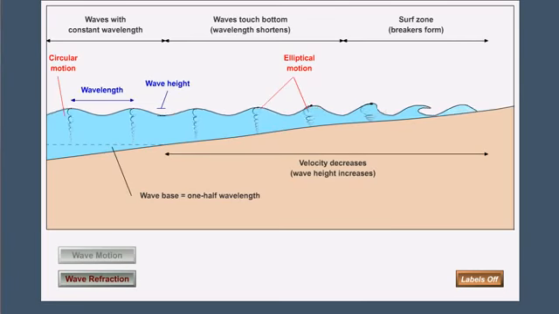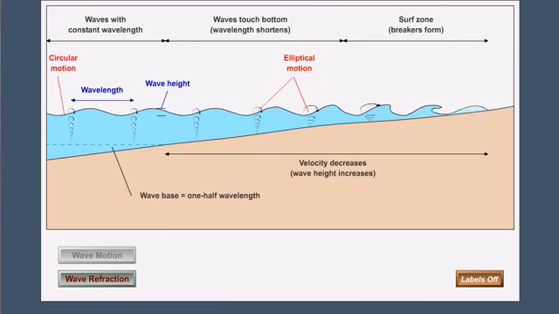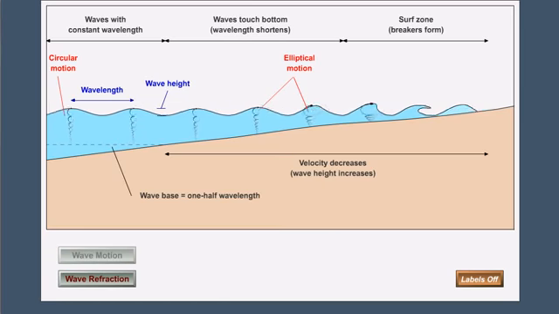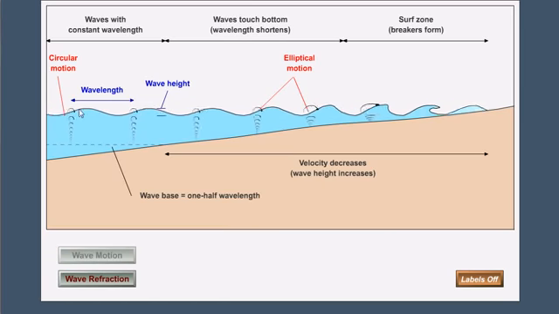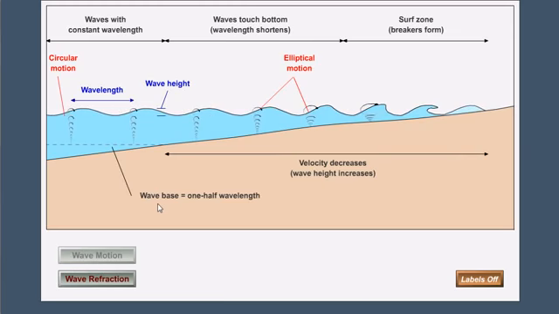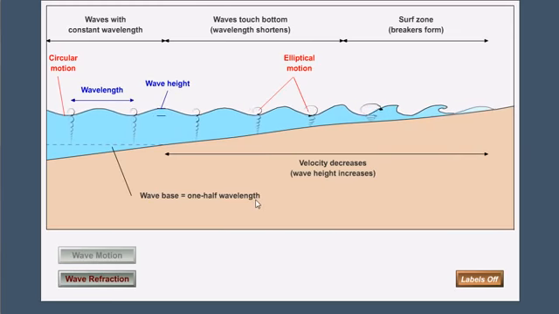Okay, one of the things we're going to be doing in lab is looking at what's called refraction, which is the bending of waves and their changing direction as they come into shallow water near shore. You may know that as waves move toward the shore, they create an orbital motion in the water, and that orbital motion dies out to nothing at a depth that we call the wave base, and that depth is equal to 1/2 of the wavelength of the wave.